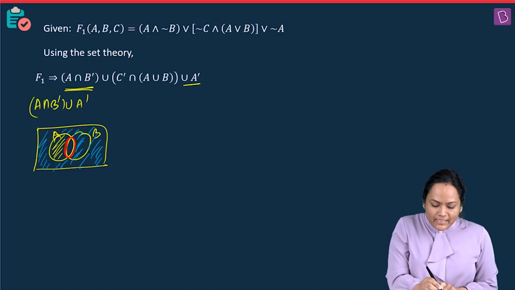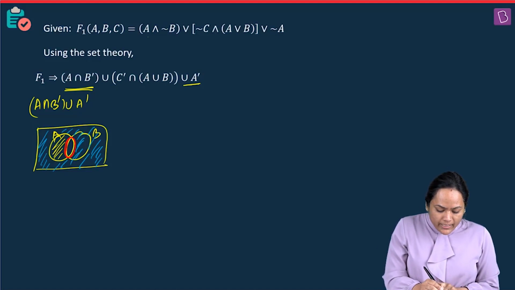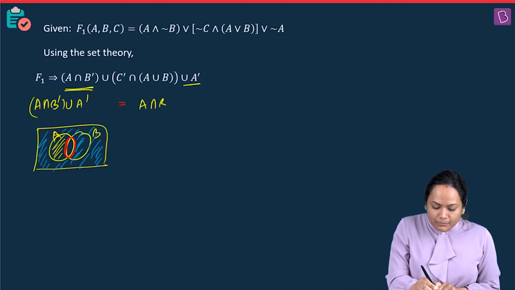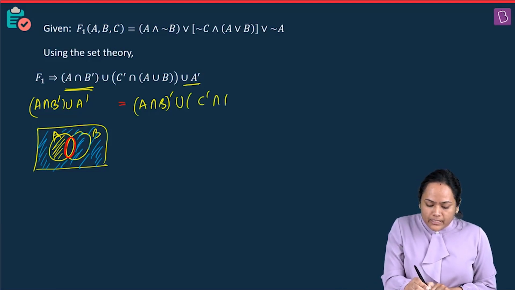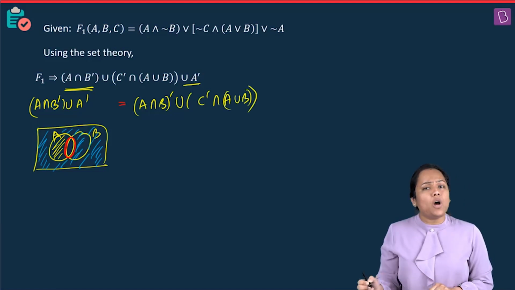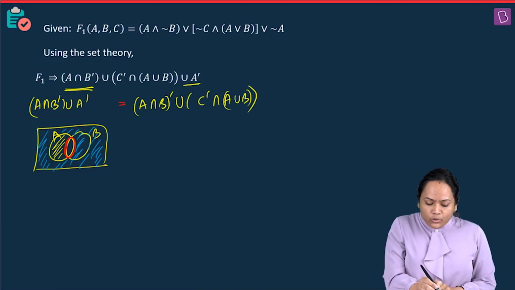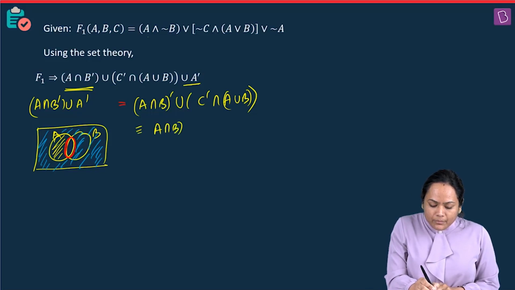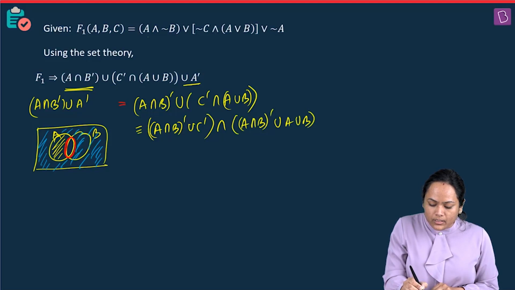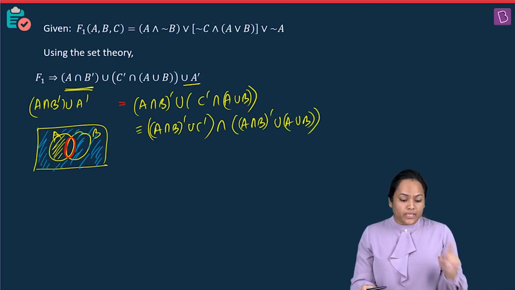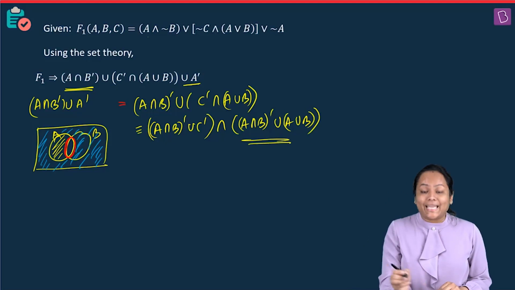So I can say that this is coming out finally as A and B whole complement. Then I have to write union with C complement intersection A union B. And now I'll apply the distributive law. So when I do that, it's going to give me A and B whole complement union C complement, and then intersection with A and B whole complement union A union B. Clear? Okay, now I'll try to simplify my second term.